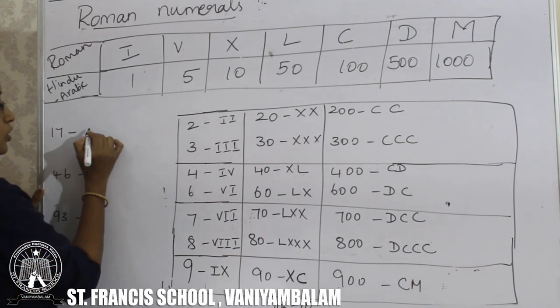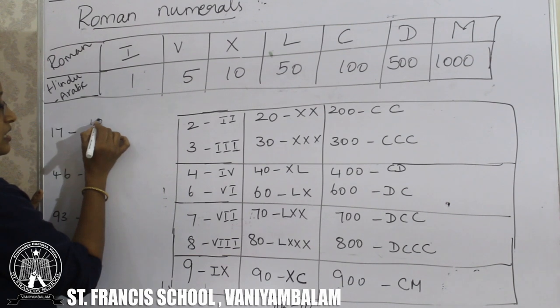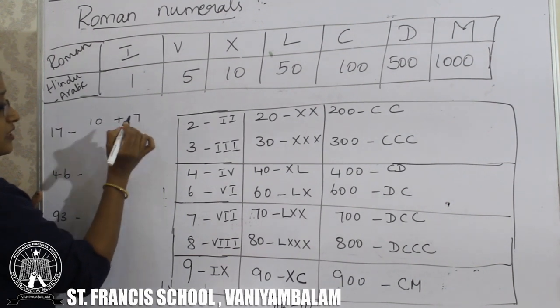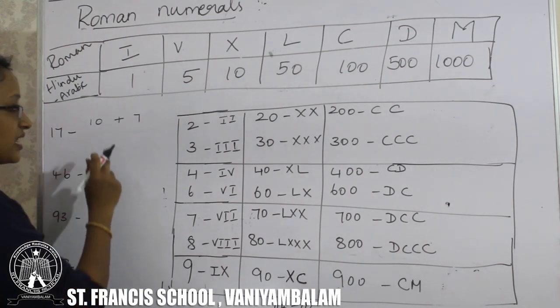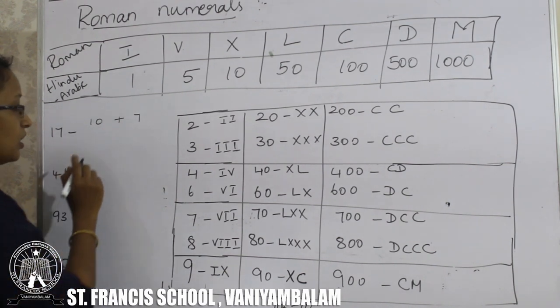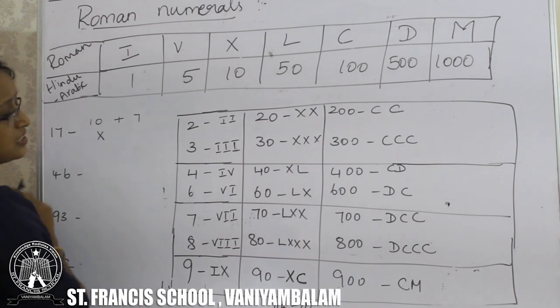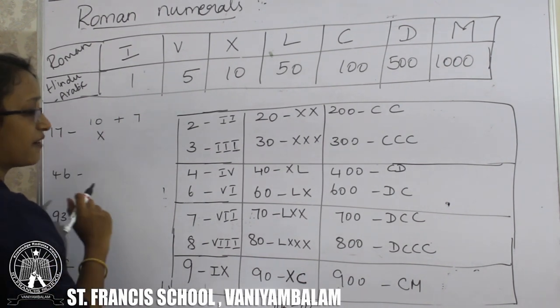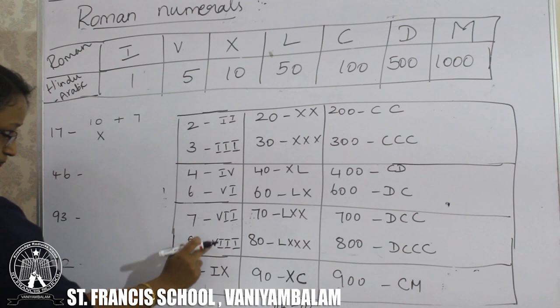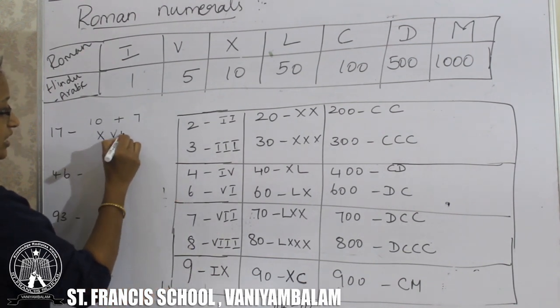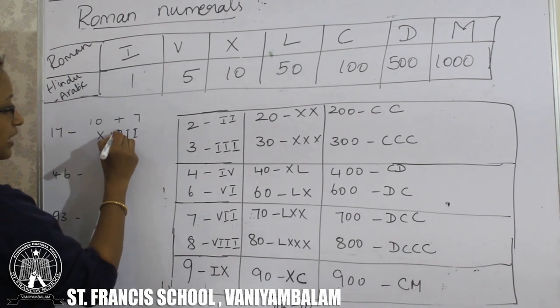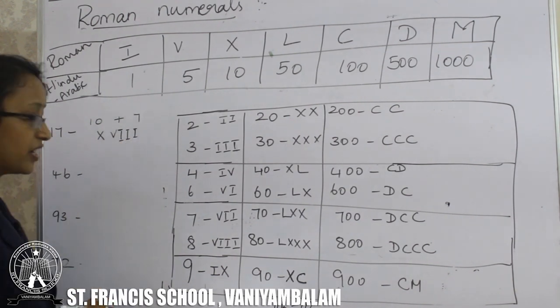First, I am going to write this as 10 plus 7, right? 17, you can write it as 10 plus 7. What is your 10? You know that 10 is X. Next, what is your 7? 7 is V, I. This is your 17.